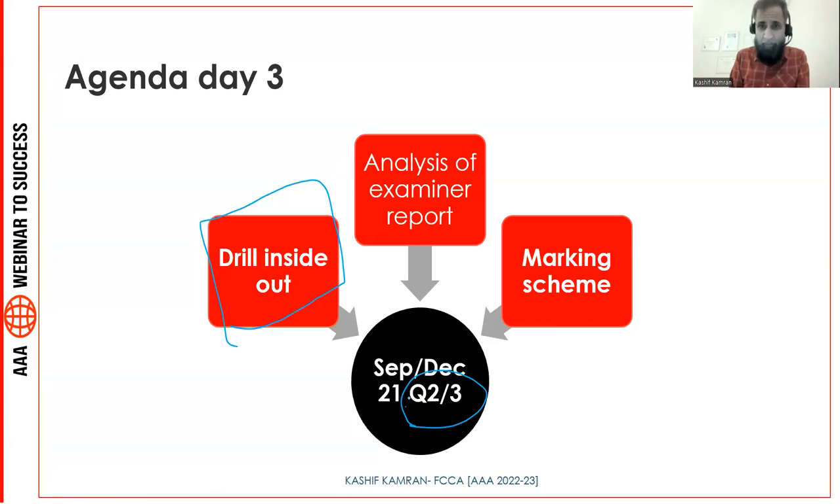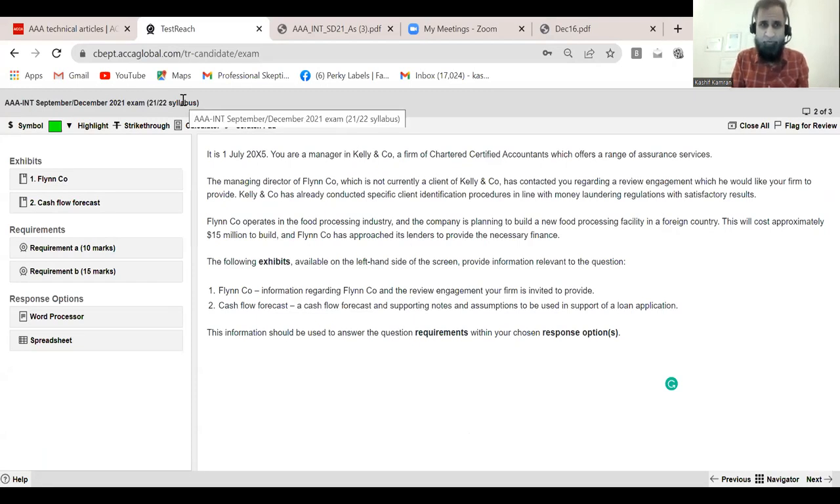We are back to the practice platform. I hope you can see the practice platform in front of your screen. All of you, please confirm that. We are in section B now.